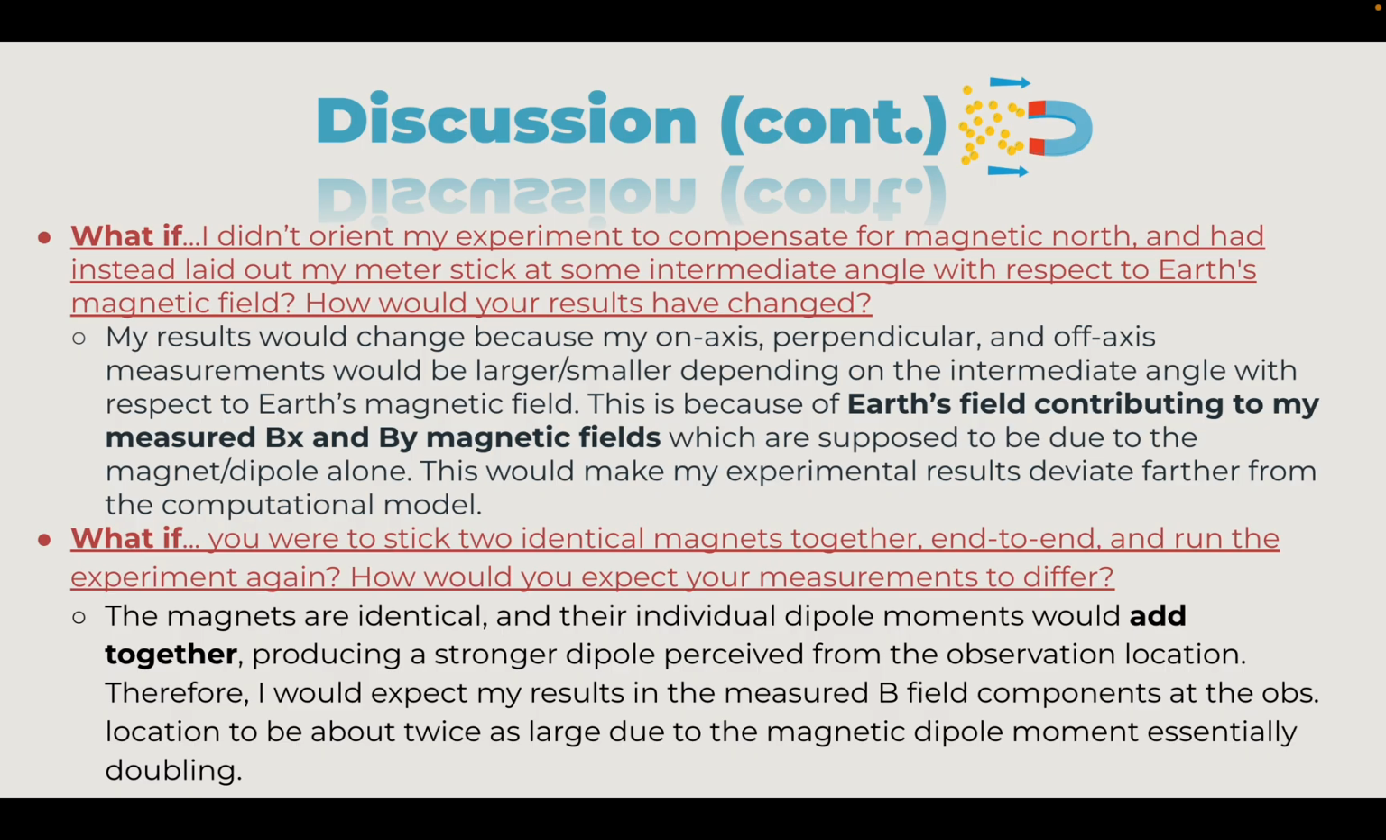Secondly, what if I stuck two magnets together and then redid this experiment? Well, unsurprisingly, my B field at my observation locations would be twice as large because the magnetic dipole moments from each magnet would just add together, leading to everything being twice as large, because there's a magnetic dipole moment that is twice as strong.